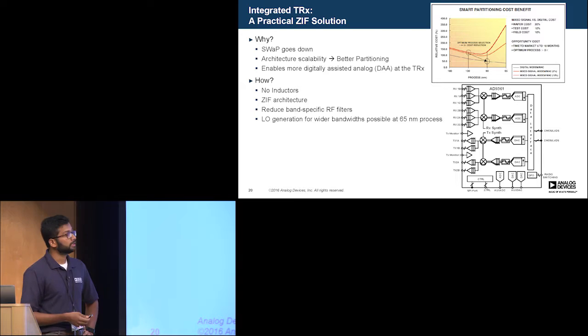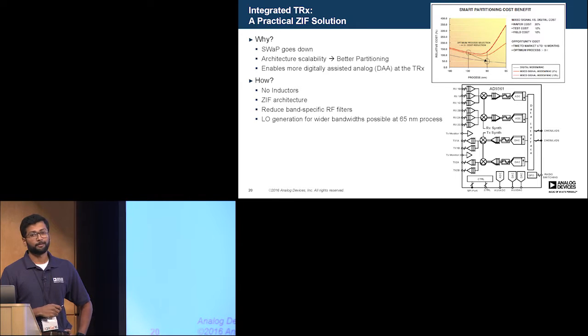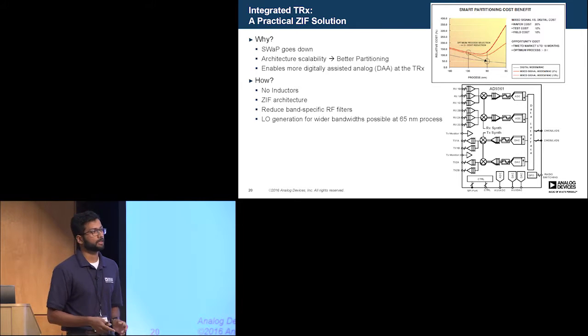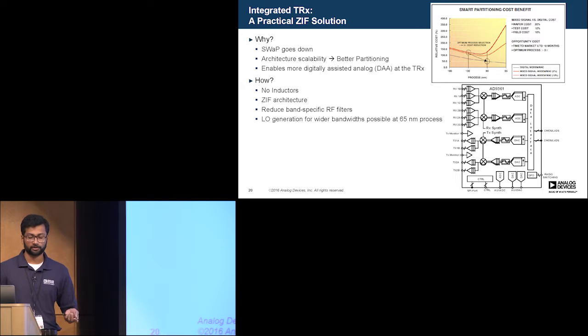Now, how is this done? Magic, or actually just good design. No inductors. The zero IF architecture helps a lot. It also reduces the requirement for band-specific RF filtering, and one of the reasons, again, why you can do this is because you can generate an LO at the 65 nanometer and lower node processes.